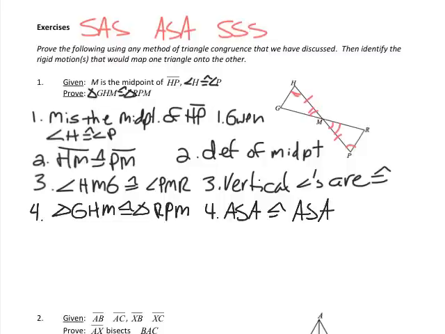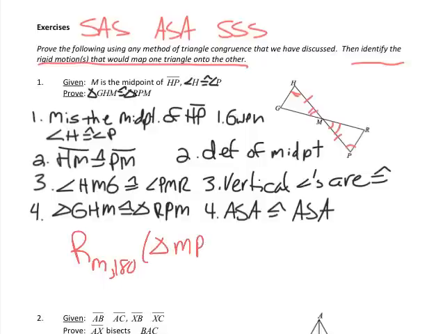Now the second part of this says identify the rigid motions that would map one triangle onto the other. If you look, if I rotate around M, I can rotate point P around M, and it's going to map to H, and R is going to map to G. So a rotation, capital R, about point M of 180 degrees of triangle MPR is going to map to triangle MHG.